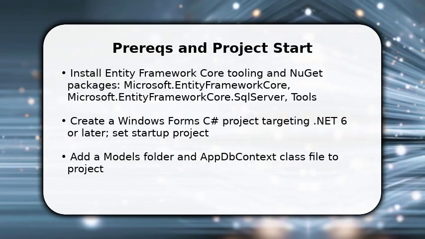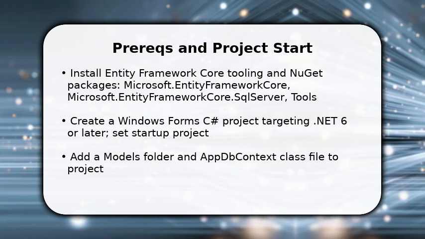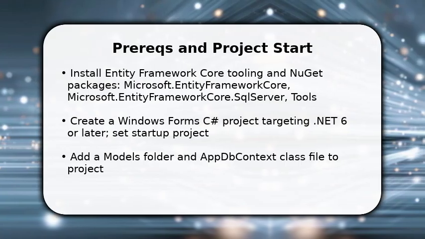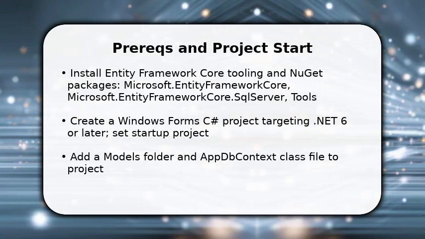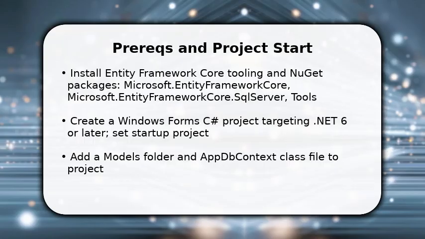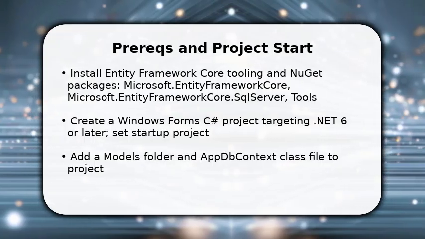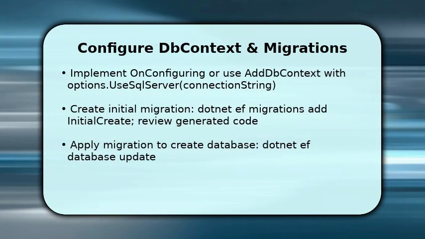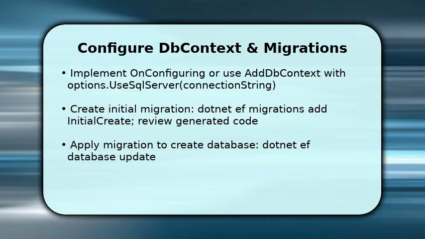Once done, register your DbContext in Program.cs or Startup, providing the SQL Server connection string and options to enable migrations. You now wire up configuration and migrations. If using dependency injection, call services.AddDbContext<AppDbContext>(opts => opts.UseSqlServer(connectionString)). Alternatively, override OnConfiguring in AppDbContext.